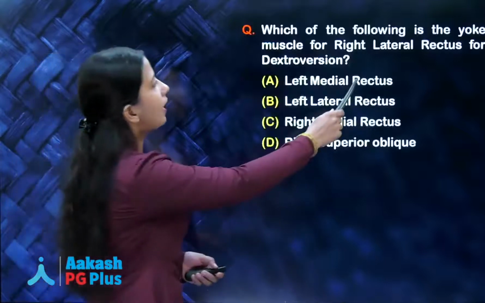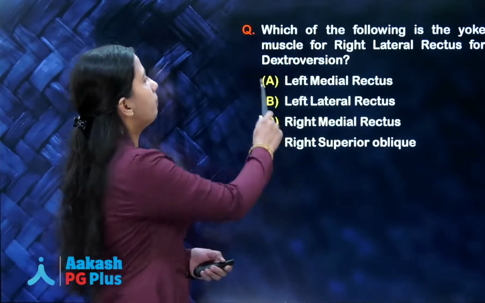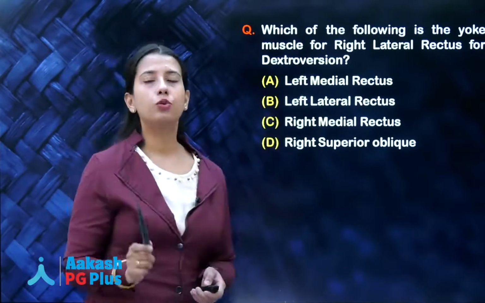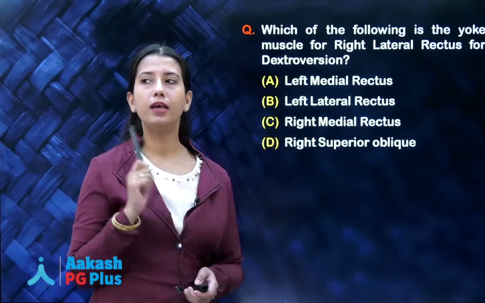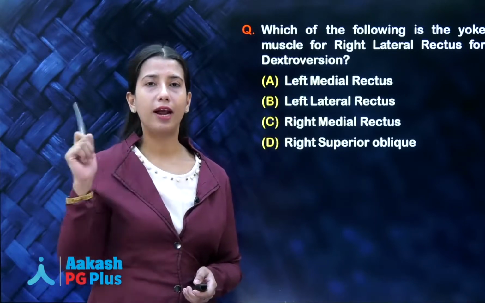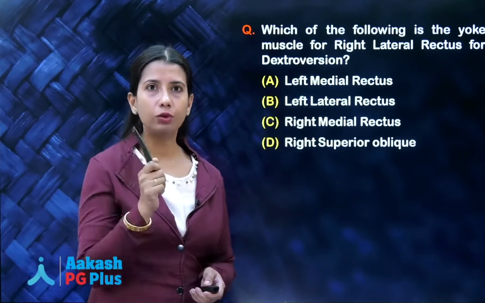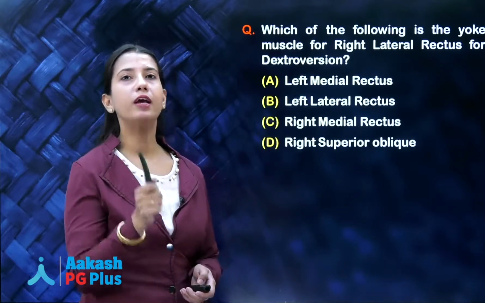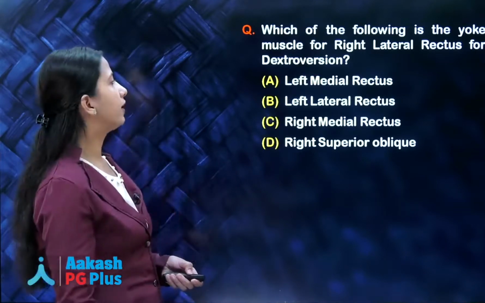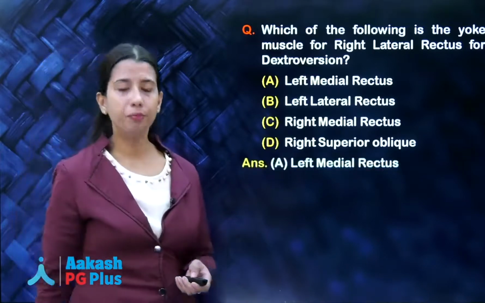So now can we go back to the question? Okay, so he is asking, the patient is looking in dextroversion. The patient is looking towards the right side. So the right lateral rectus is contracting, and which was the other muscle which was contracting? It was the left medial rectus. So the answer is left medial rectus.